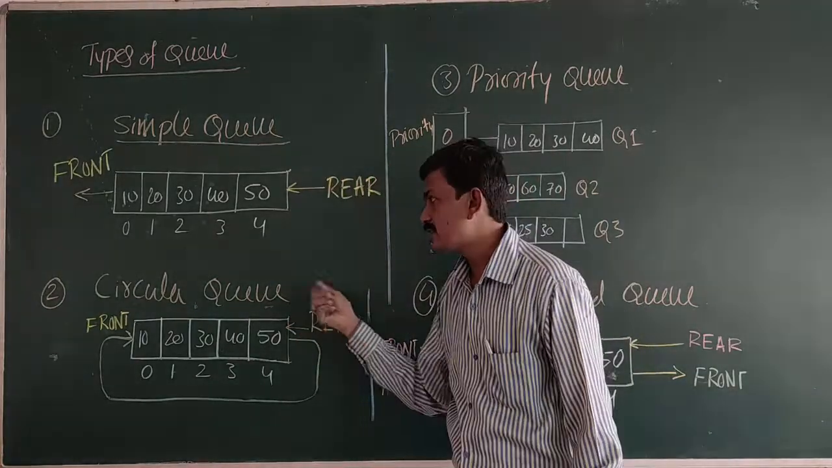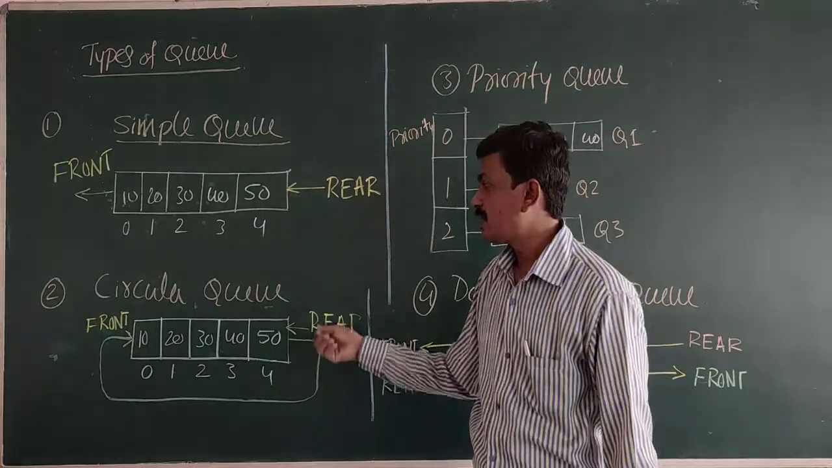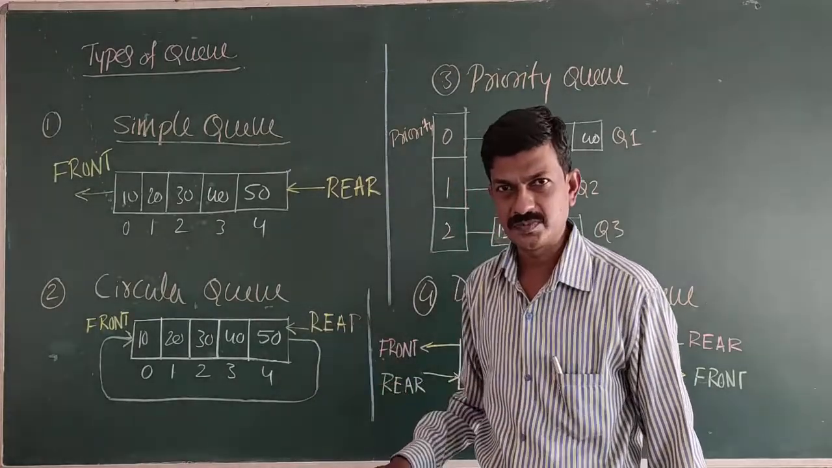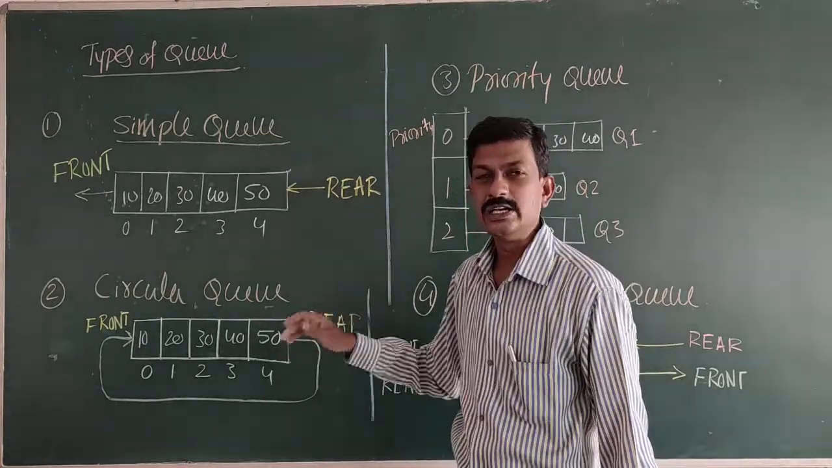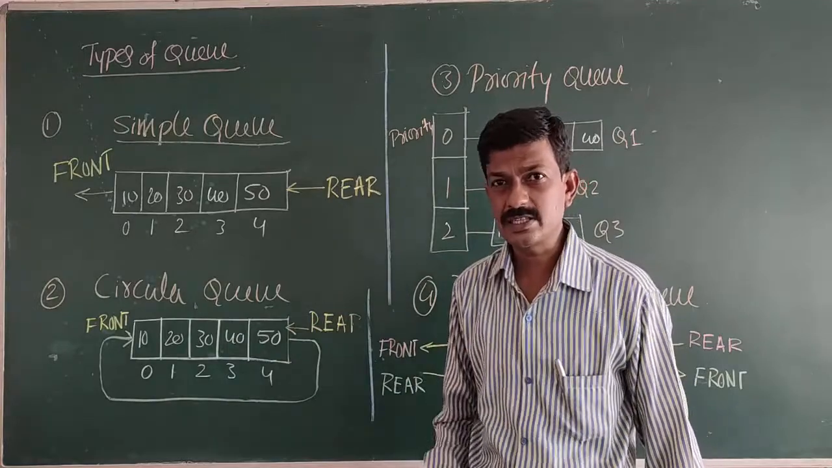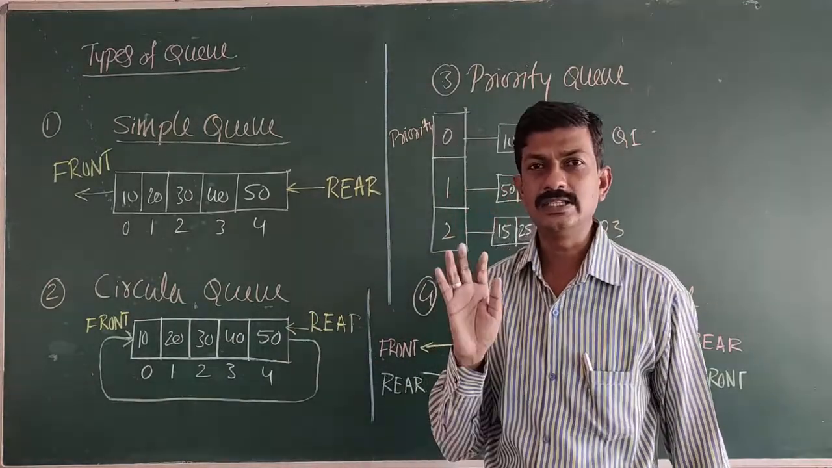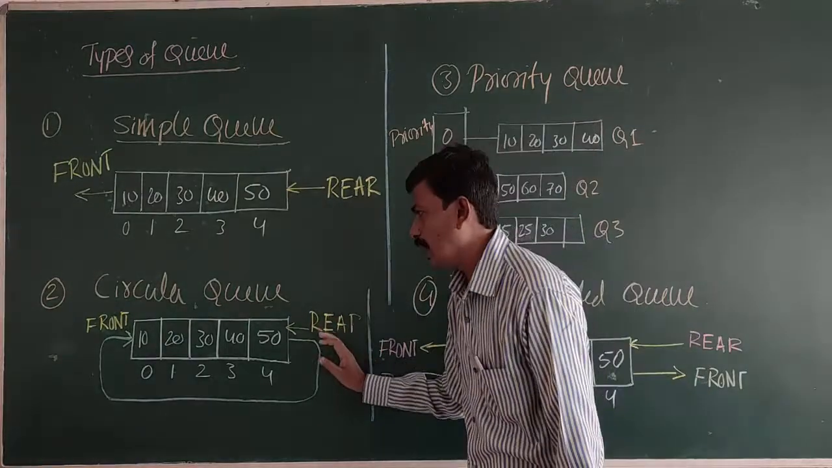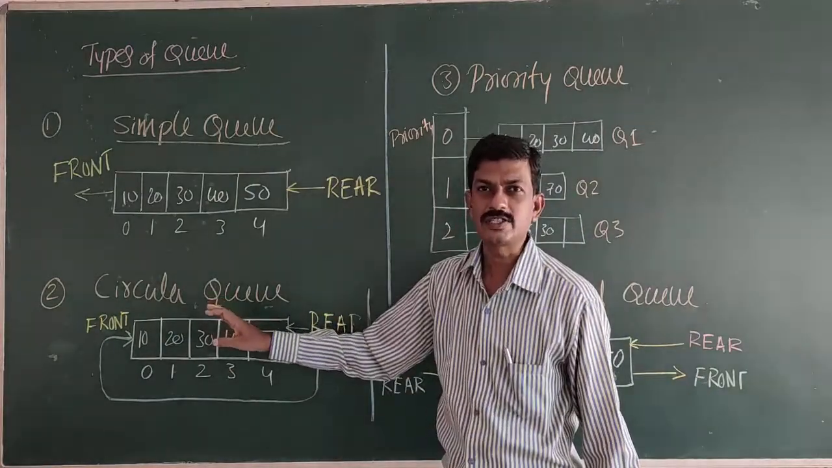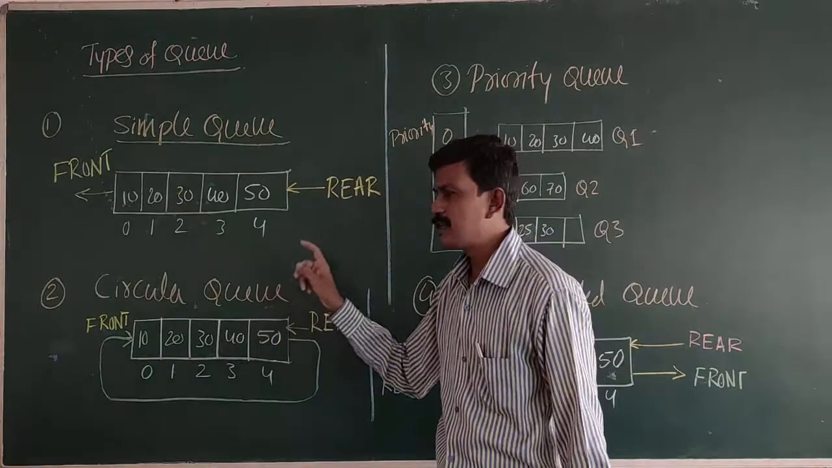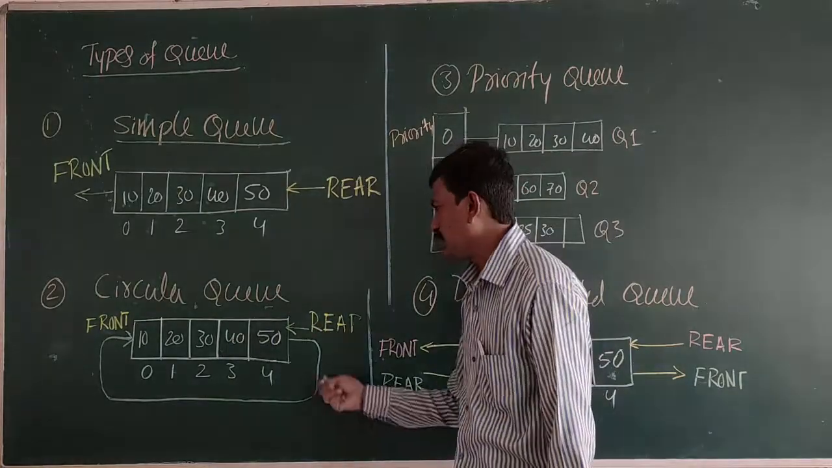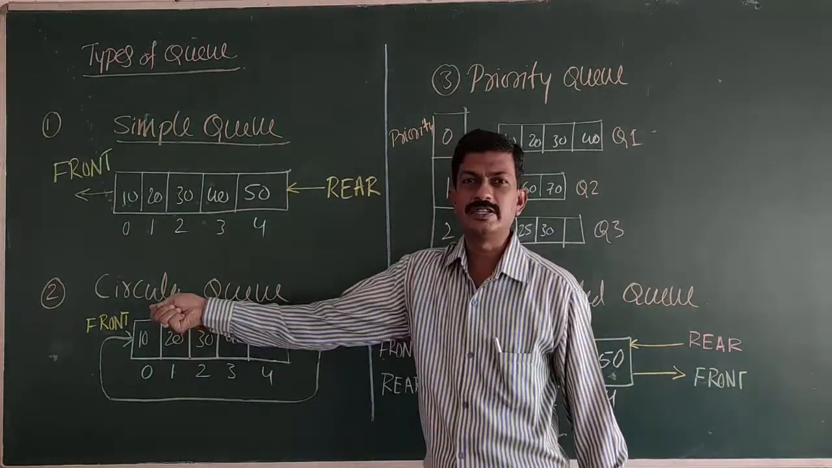The next one is the circular queue. Circular queue is a queue in which all the data elements of the queue are treated in a circular fashion. Or a circular queue is a queue in which the rear end follows the front end.